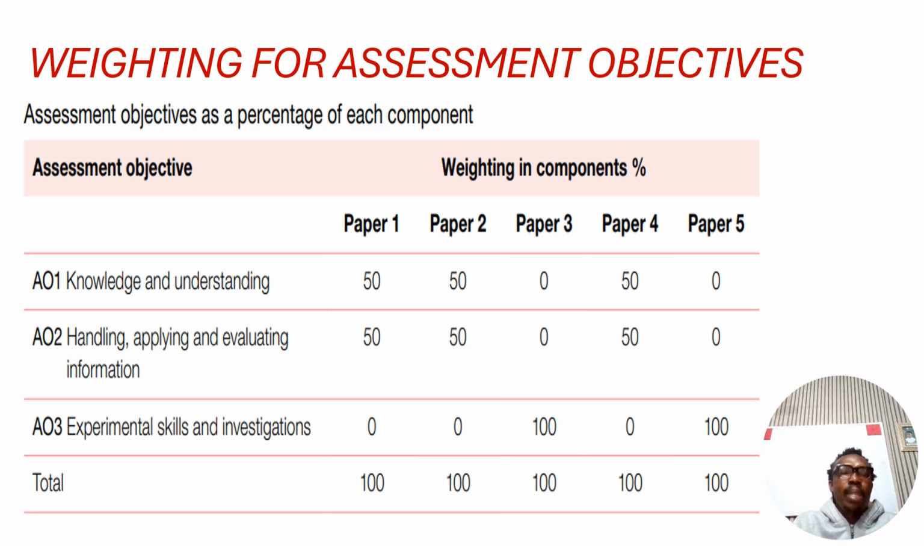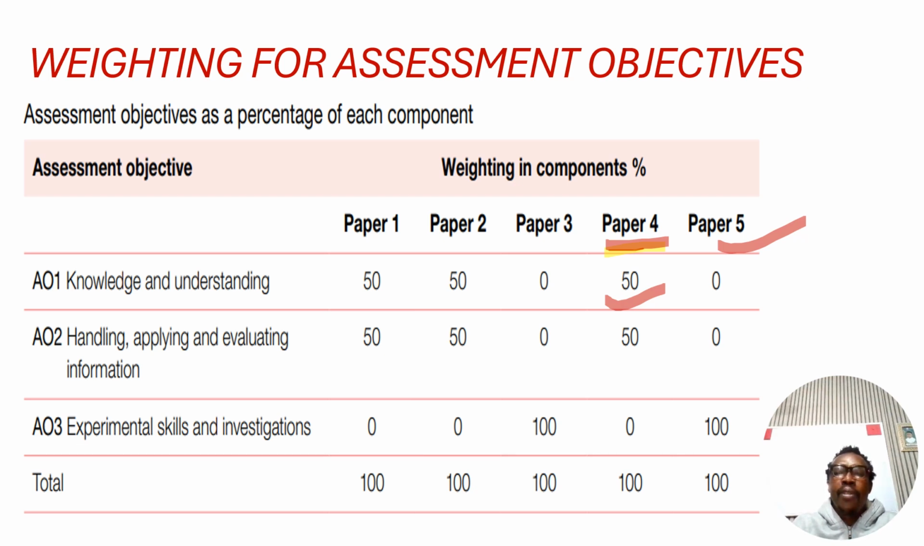Now we'll look at assessment objective 1. For an A2 student, assessment objective 1, which is knowledge and understanding, will be tested in paper 4. 50% of knowledge and understanding will be tested in paper 4. Then it will not be tested in paper 5. So assessment objective 1 will only be tested in paper 4 and not in paper 5.